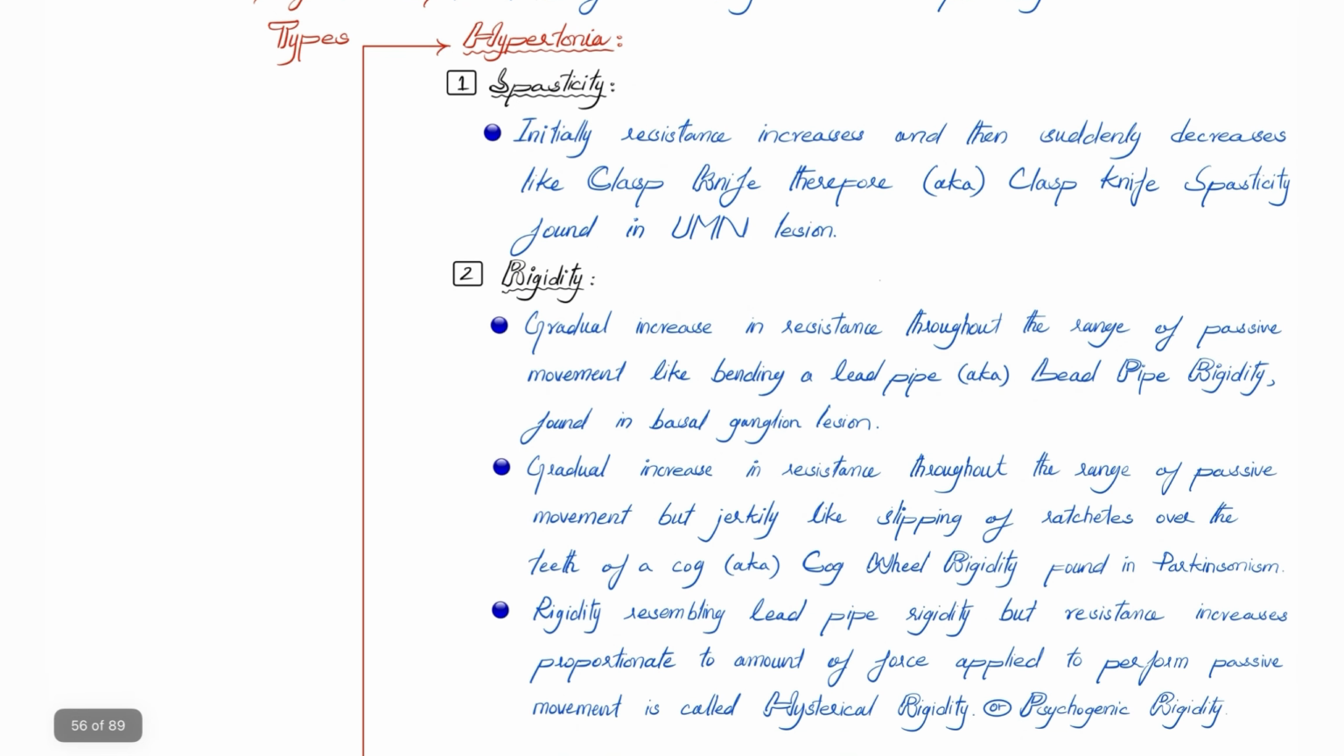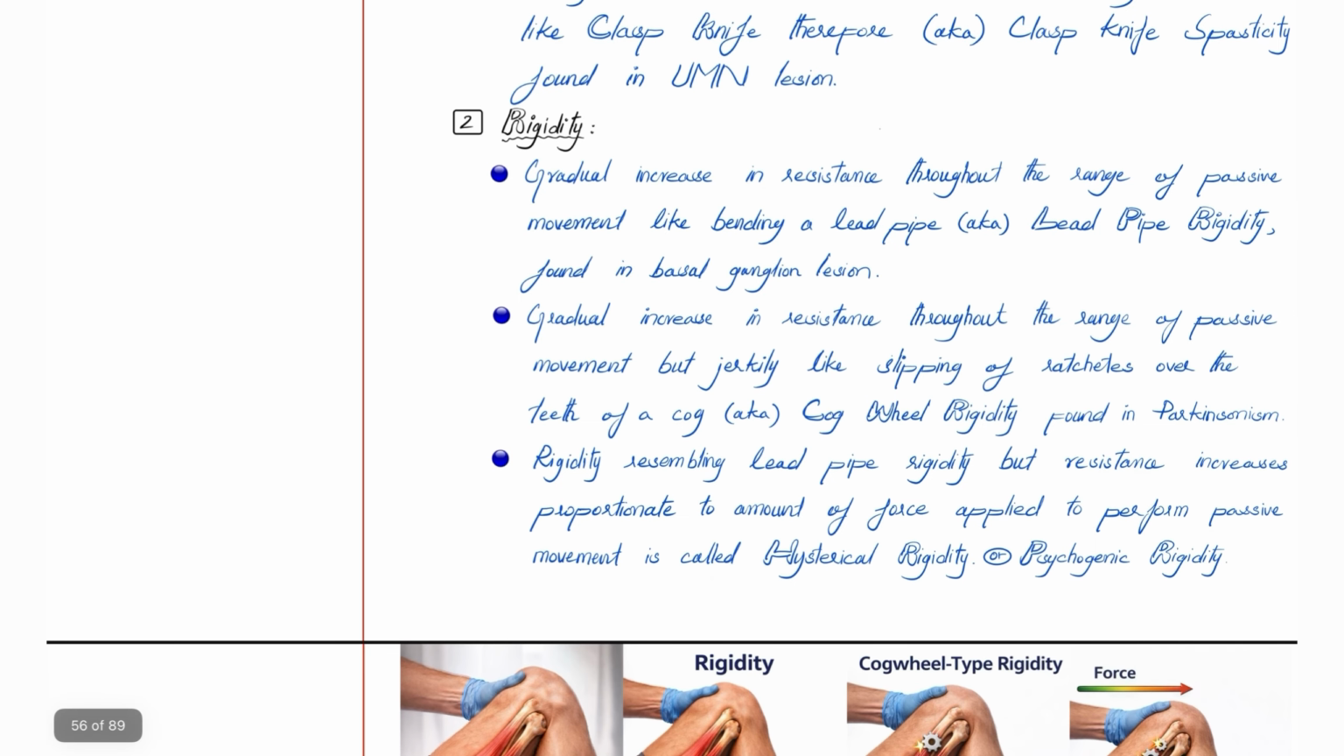And hypertonia is of two types. If you experience resistance initially, which increases, and then suddenly the resistance decreases, this is called clasp knife spasticity, because it resembles the clasp knife and is found in upper motor neuron lesion. The other type of the hypertonia is rigidity. There is gradual increase in resistance throughout the range of the passive movement, like bending a lead pipe. So that's why it's also called lead pipe rigidity, and it's found in basal ganglion lesion.